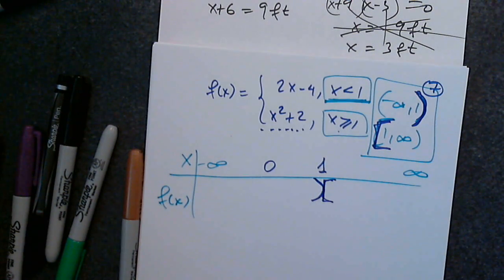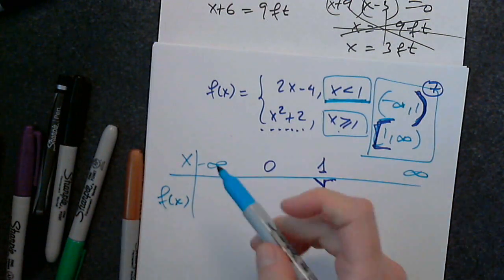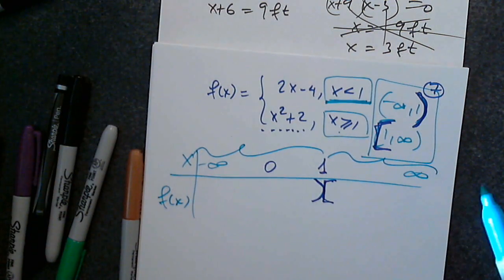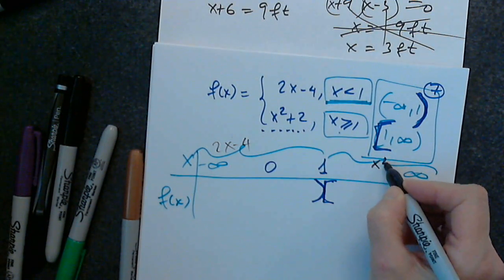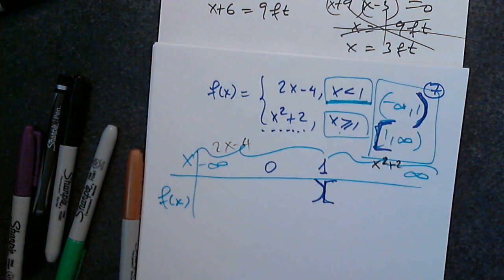The next step, I recommend write the functions right over those intervals. So between negative infinity and 1, which function do I use? I can only use one function, and one function only. Which one? Top or bottom? Excellent, indeed, thank you. 2x minus 4. Of course, the other one will be x squared plus 2.